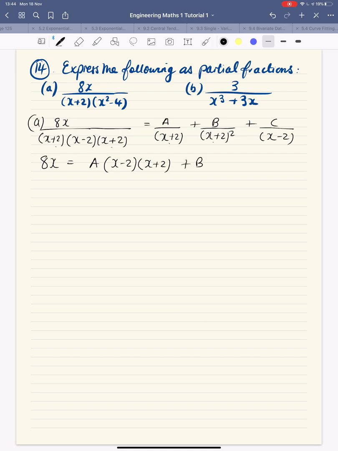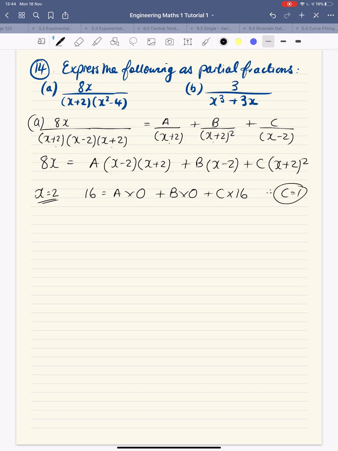I'm multiplying both sides by the denominator here. That's going to be x minus 2. This is c, x plus 2 squared. Okay, so if we let x equals 2, 16 on the left, a times nothing, b times nothing, c, and then 2 plus 2 is 4 squared, which is 16. So c is 1. 16 is 1 times 16. X is minus 2 next, minus 16, a times nothing, b times minus 4, plus c times nothing, so therefore b is 4. Finally, let's let x equals 0.